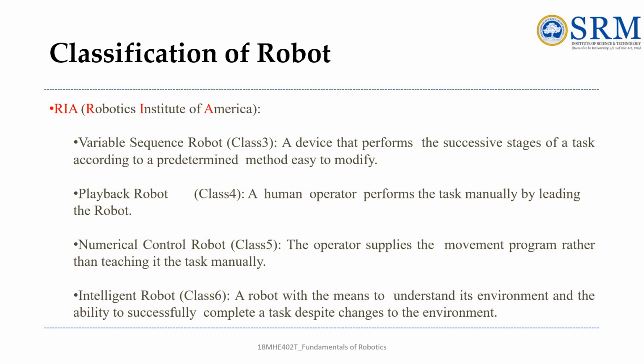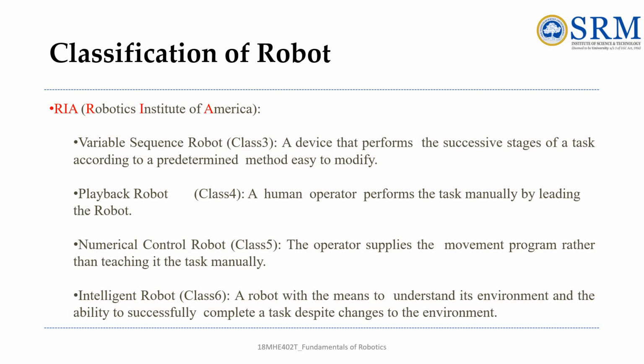And next is RIA. So we have seen the RIA definition earlier. So this is the RIA classification, as in Robotics Institute of America. First is variable sequence robot, class 3. These robots can perform tasks with stages that can be easily changed or modified based on the job requirements. And next, class 4, is playback robot.